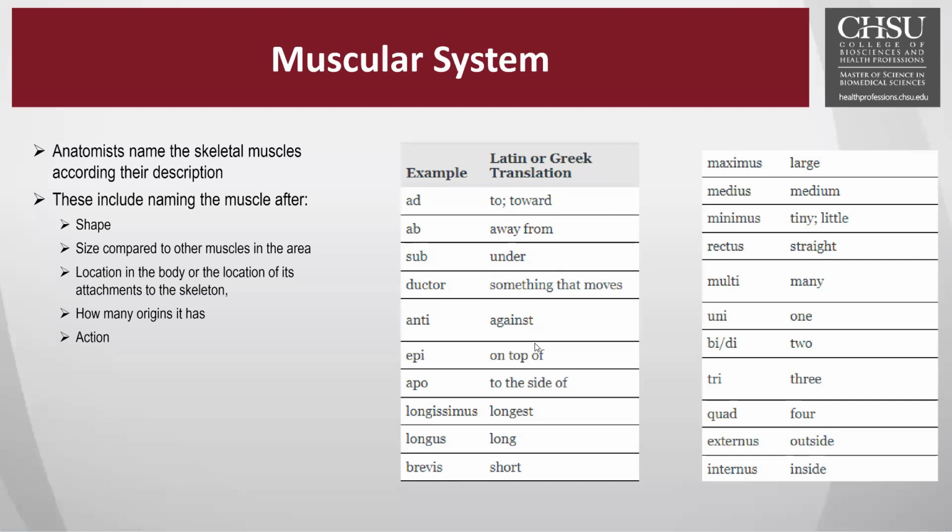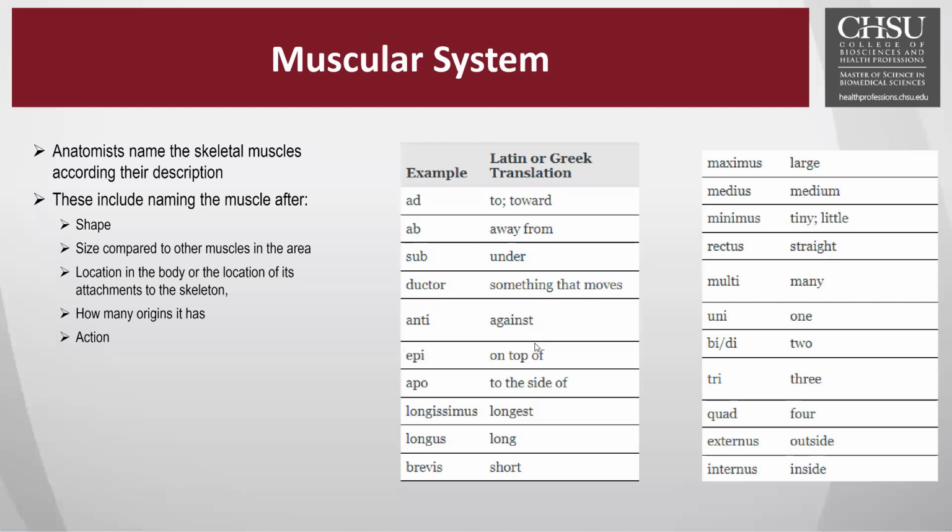Anti is a muscle that moves against, right? Epi is a muscle that's on top, right? Again, epi and sub being oppositional terms. Longissimus is the longest muscle, okay? Whereas longus is just a long muscle. So if we think about adductor longus, it'll be longer than adductor brevis. So longus, long, brevis, short.